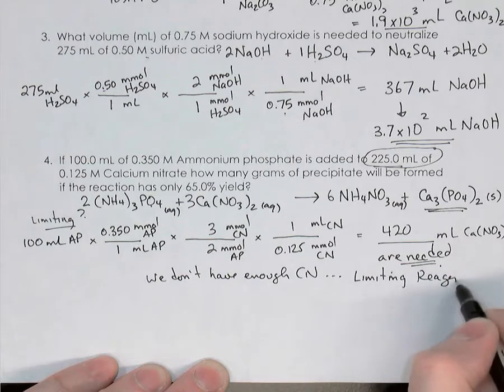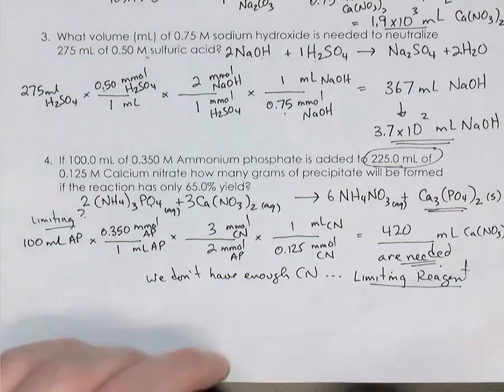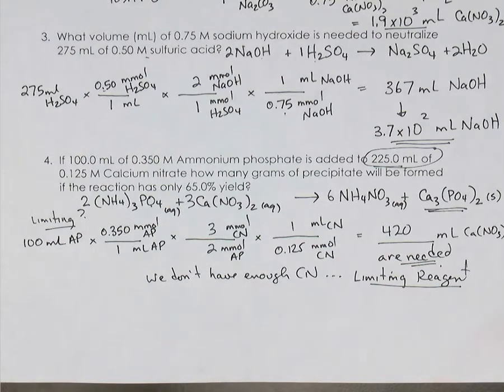The limiting reagent is the reactant that gets used up and therefore stops the chemical reaction and determines how much product we can make. So since the calcium nitrate is limiting, we need to start the answer to the question, how many grams of precipitate, with the limiting reagent.